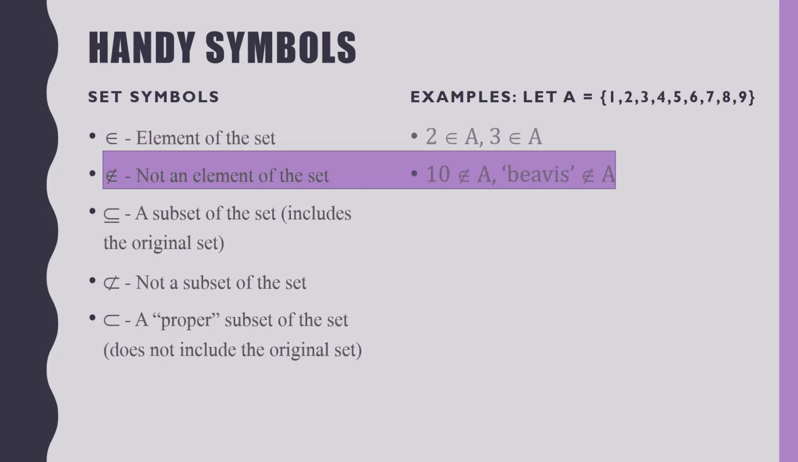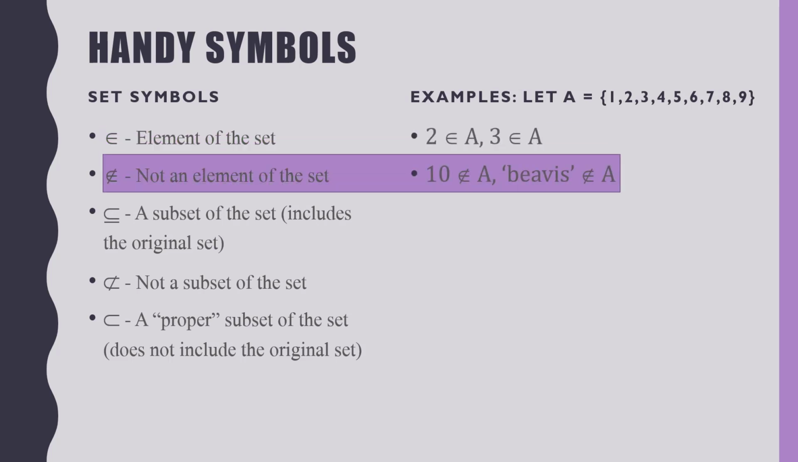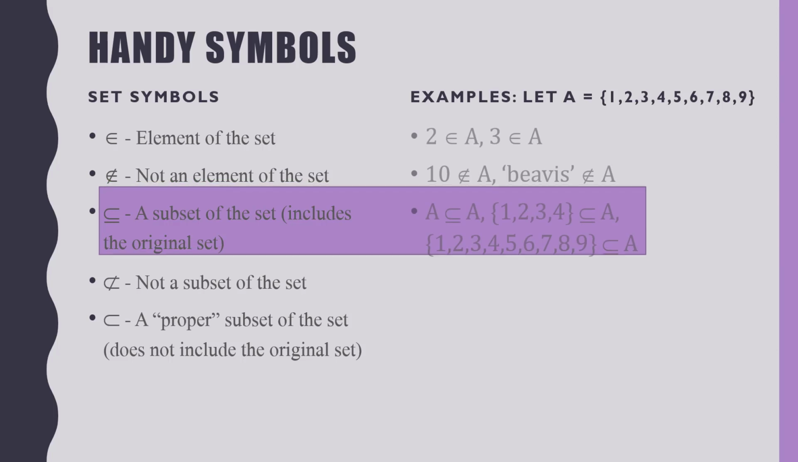Next up, 10 is not an element of the set A. Beavis is also not an element of the set A. Okay, pretty simple, straightforward.